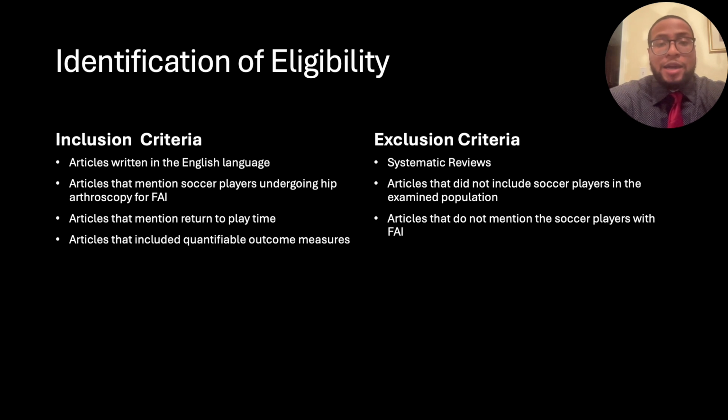Now delving into my selection criteria. So I included articles that were written in the English language, articles that mentioned soccer players undergoing hip arthroscopy for FAI, articles that mentioned return to play time, and articles that included quantifiable outcome measures. I excluded articles that were considered to be systematic reviews, articles that did not include soccer players in the examined population, and articles that did not mention soccer players with FAI.